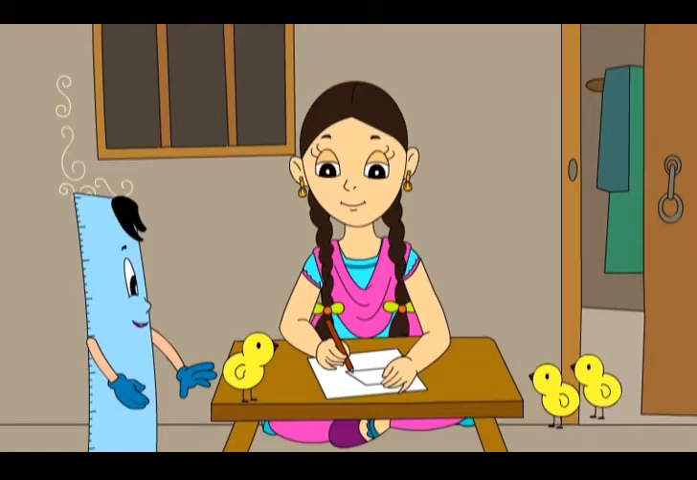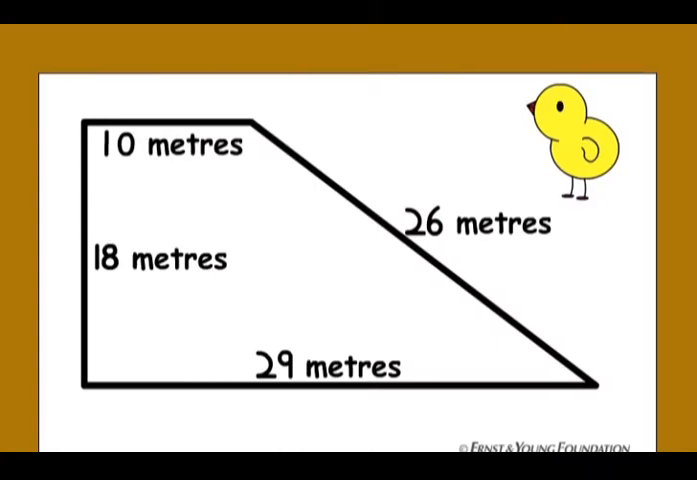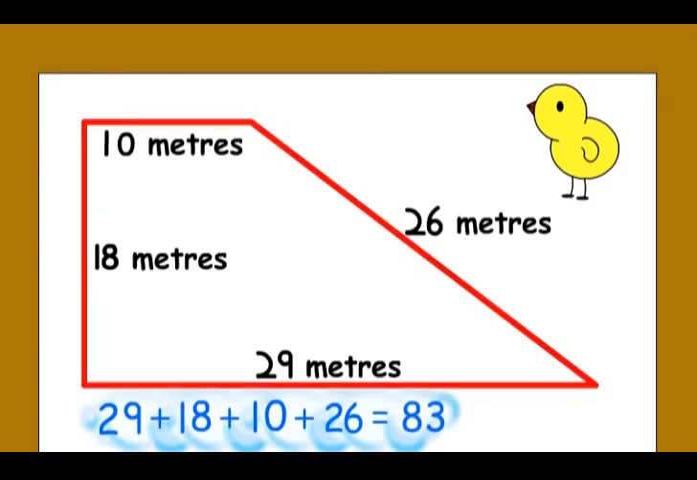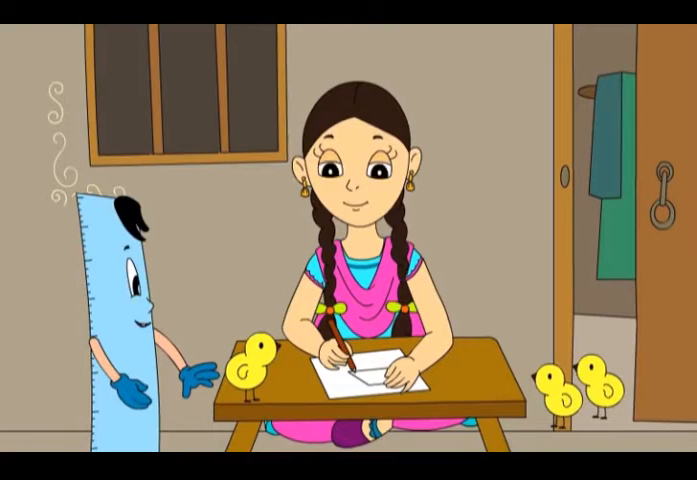Yes. Now, let me find out the length of the boundary of Papa's field. It is 29 plus 18 plus 10 plus 26, which is 83. The length of the boundary of the field is 83 meters. Even Ramu uncle's field has a funny shape.